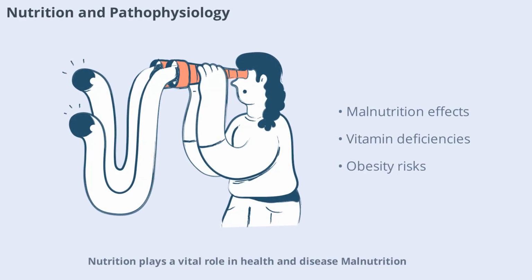Nutrition plays a vital role in health and disease. Malnutrition, whether from deficiency or excess, can lead to a range of pathophysiological changes. For example, vitamin deficiencies can cause anemia or bone disease, while obesity increases the risk of diabetes and heart disease. Understanding the impact of nutrition on the body helps in designing effective dietary interventions for disease prevention and management.